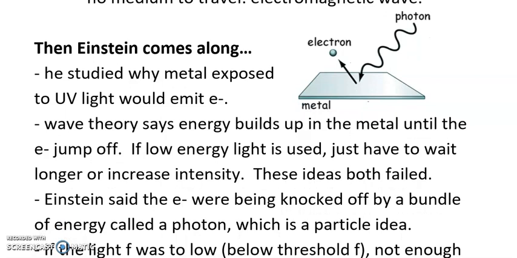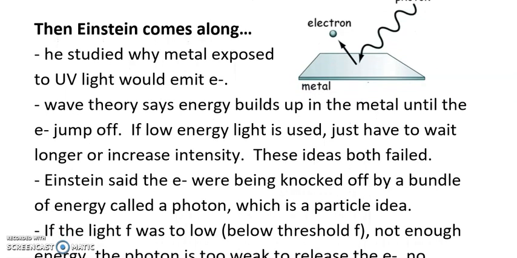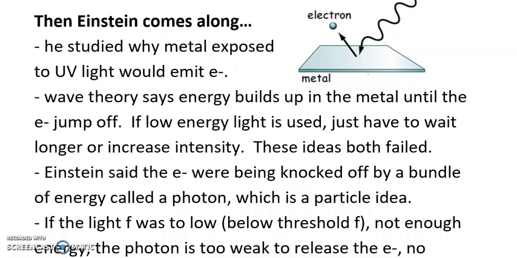And basically he said if the light frequency is too low, and this was called threshold frequency, there's not enough energy and the photon is too weak to release the electron. So he used an idea that, again, you will learn in grade 12, that frequency is directly connected to how much energy a photon has. And if the photon is too weak, it can't move the electron. It doesn't matter how often you use it, how long you wait, or how bright it is. It doesn't make any difference.